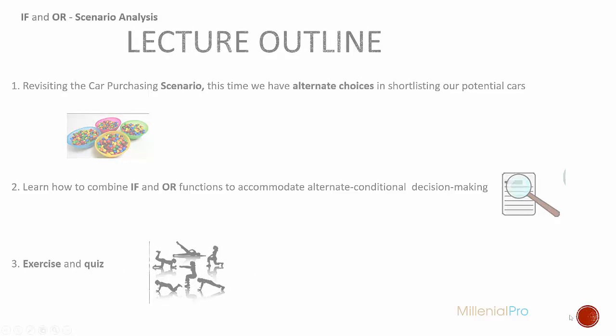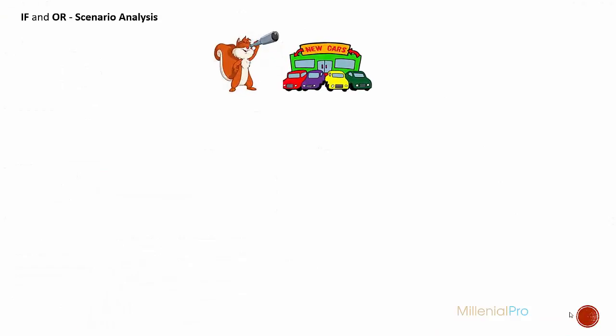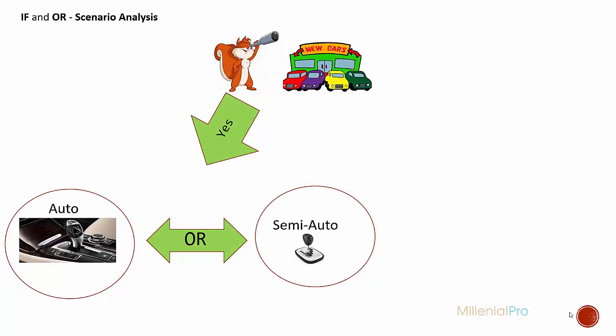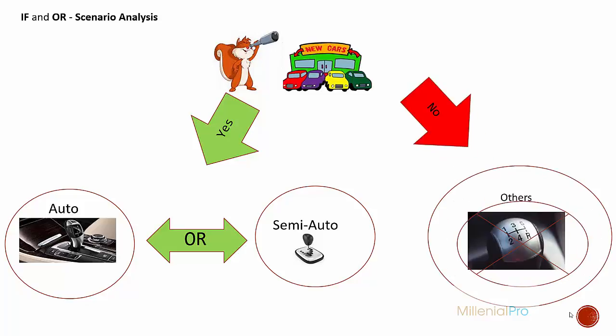Let's revisit the car hunting scenario. This time, however, we have equal choices. You are indifferent about auto and semi-auto transmissions. You would consider cars with both of these transmission types, but not manual and others. Well, the good thing is, the combination of if and or is designed precisely to perform this type of decision making. Let's take a look at it in Excel.